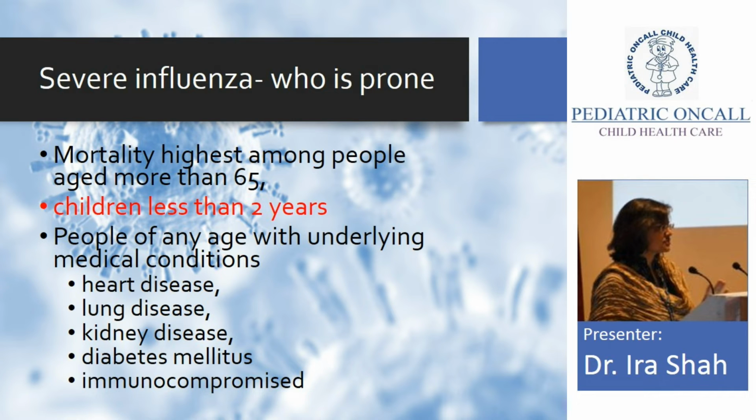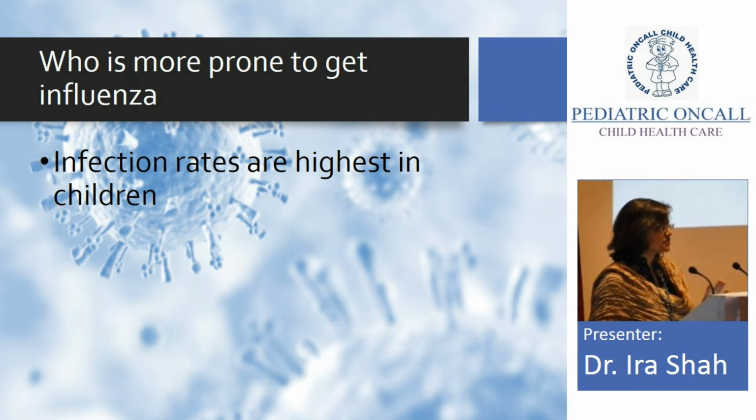So these are the patients, the high risk group, these are the ones I need to treat. And who is more prone to get influenza? It's children. Influenza is commonest in children. Adults are less prone because we have little immunity.